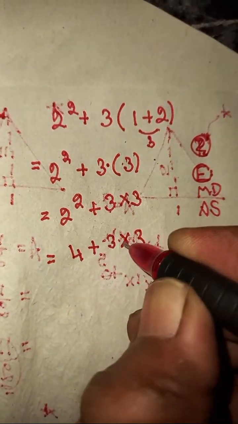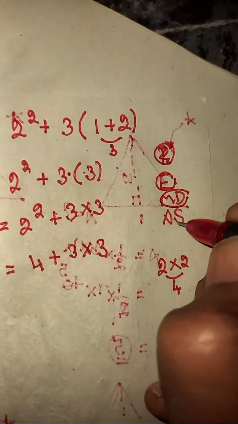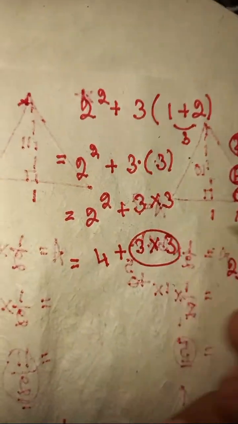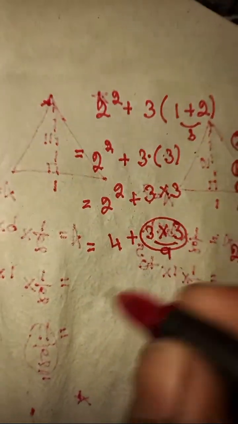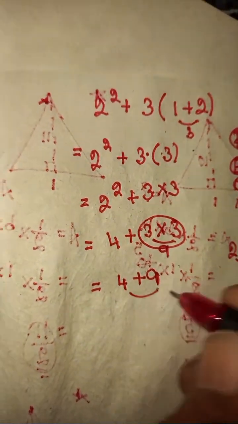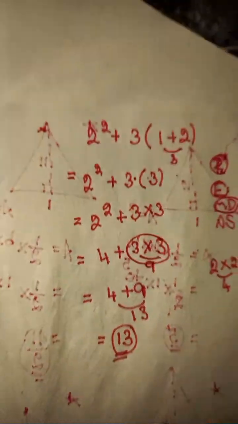See, adding and multiplying both of them are there. Multiplying is more important than adding, so do this part first. 3 times 3 is 9. It becomes 4 plus 9. 4 plus 9 is 13. So the complete answer is going to be 13.